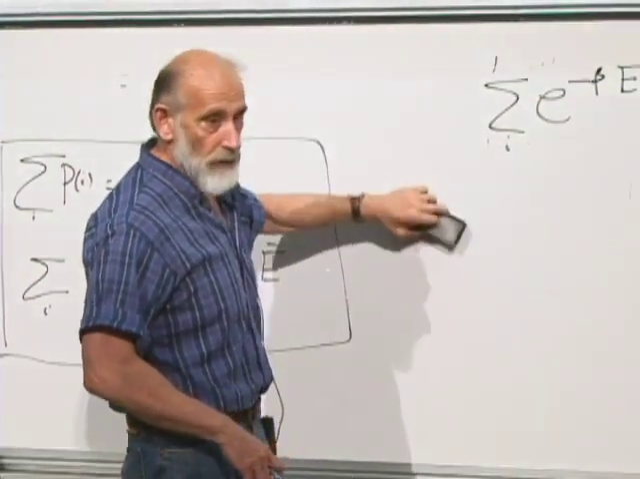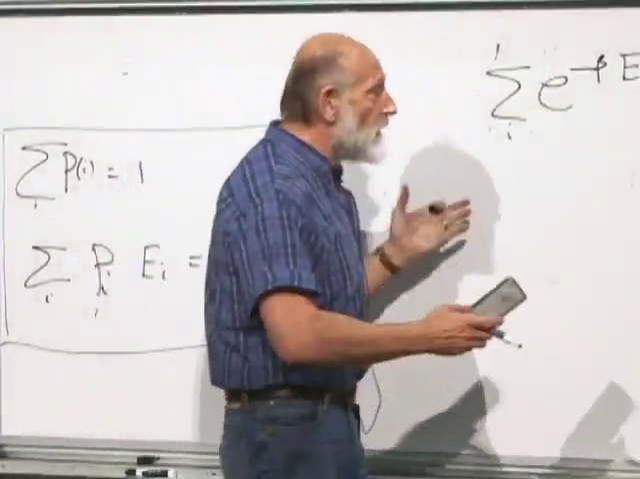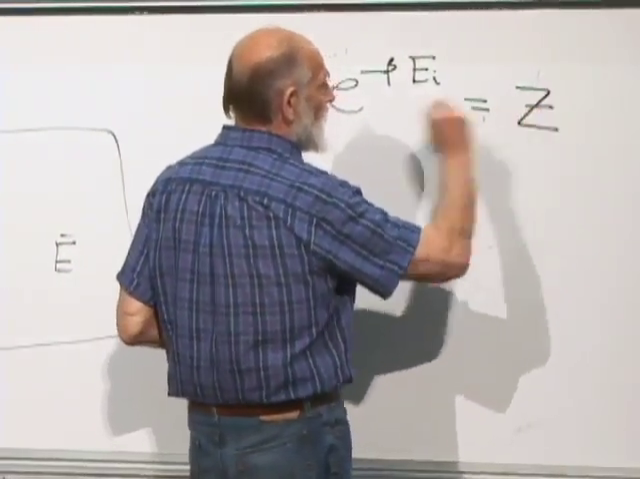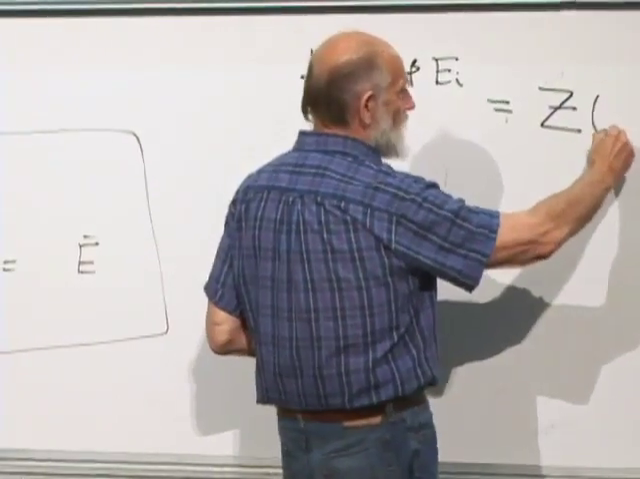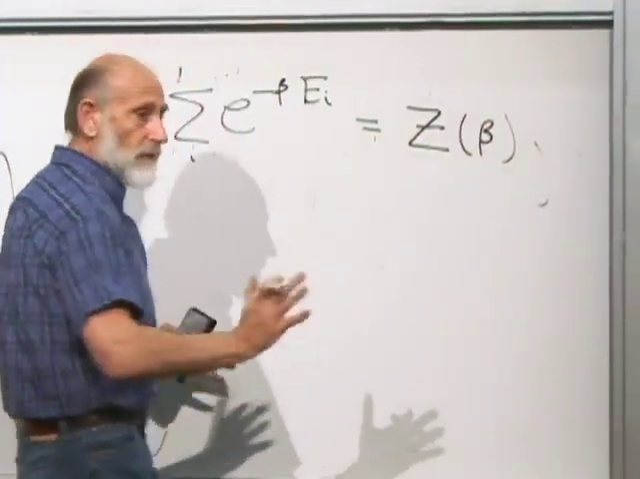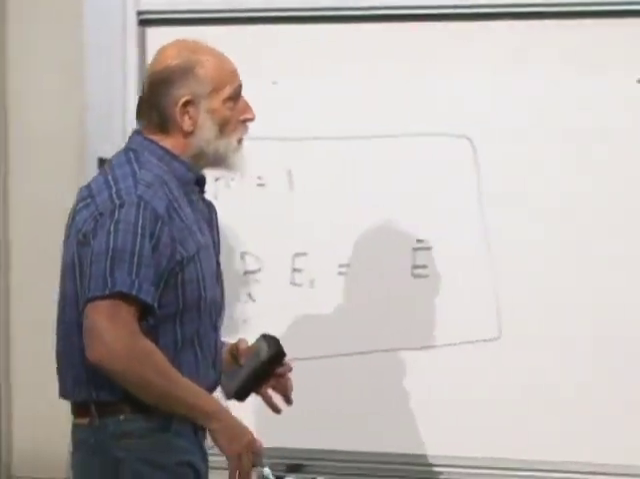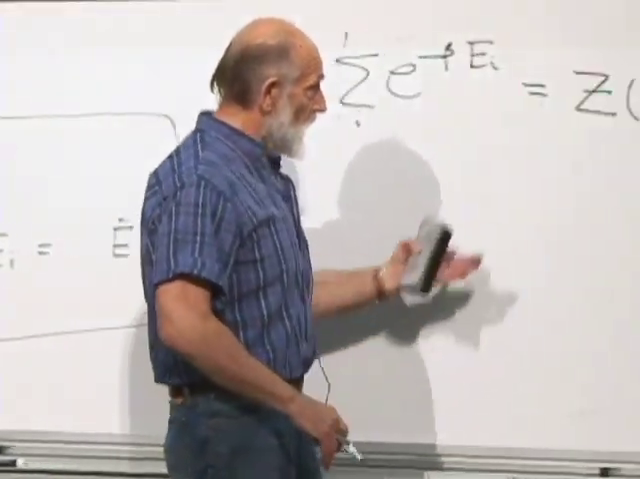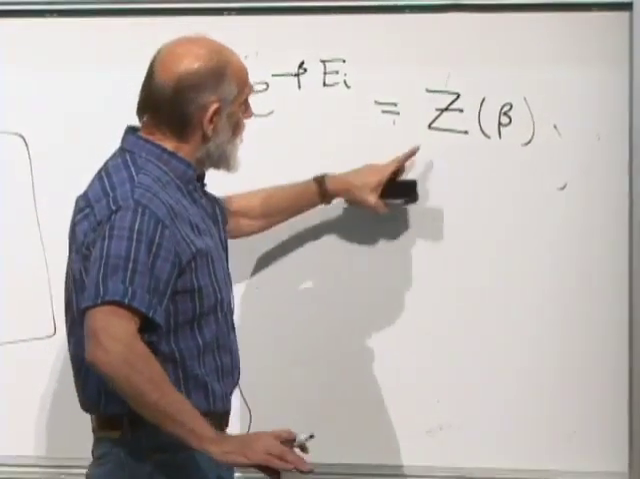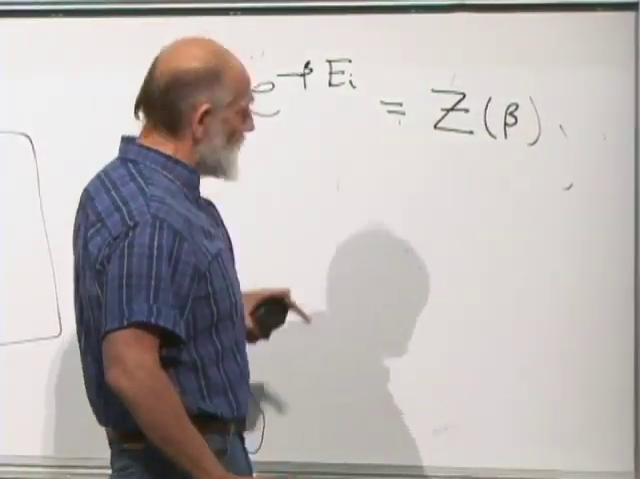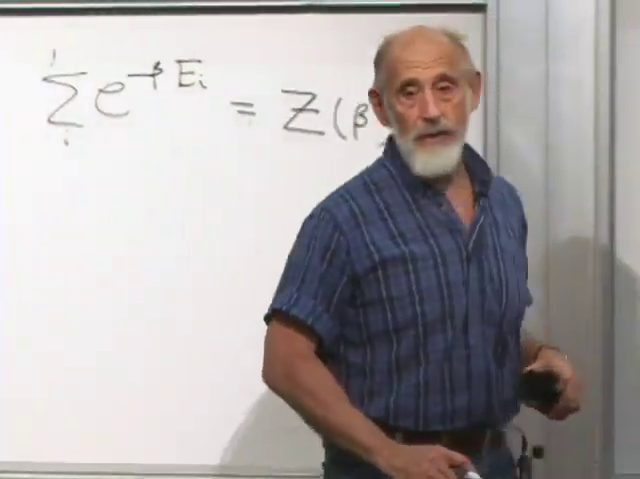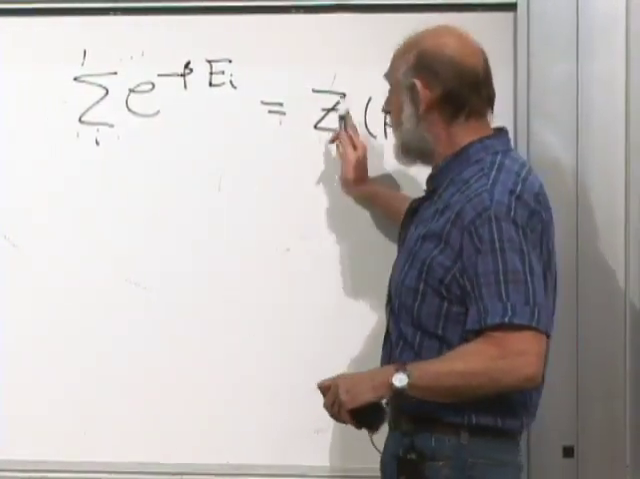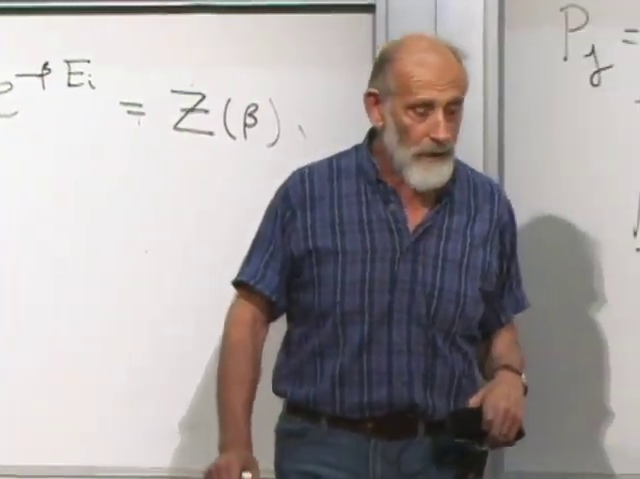We still don't know what the temperature is. We don't know what beta is. But whatever beta is, that's equal to Z. And Z, think of it as a function of beta, or as a function of temperature. Z is called the partition function. Again, very famous formula. Z is defined by the sum: you take e to the minus beta E sub I, and you add it up for all the energy levels, and that defines the partition function.